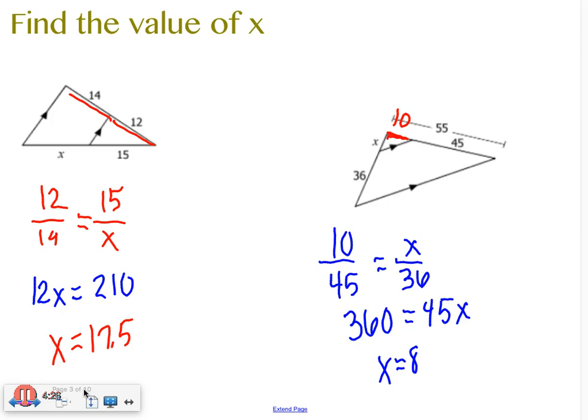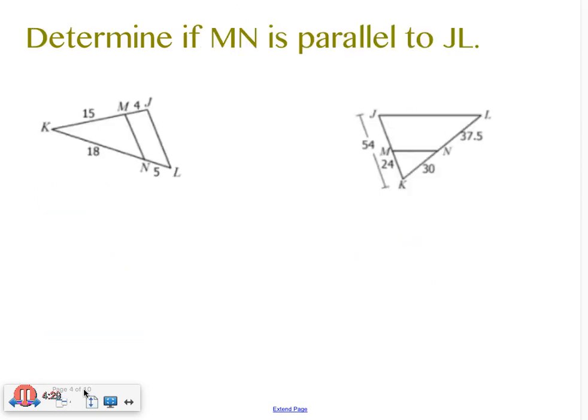Now let's see if we can do the converse. This time we are asked, is MN parallel to JL? So we're going to write the proportion, and then we have to see if they're equal. What's the proportion I can write on this first example? 4 over 15 equals 5 over 18. That's good. 5 times 15 is 75. 4 times 18 is 72. Are those equal? No. So are my lines parallel? No.